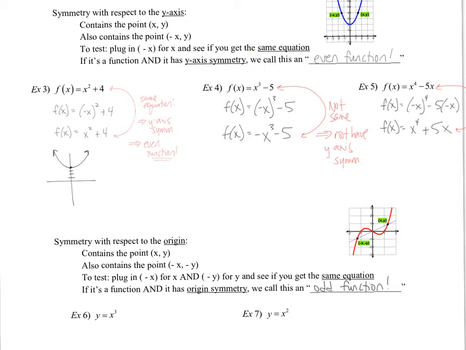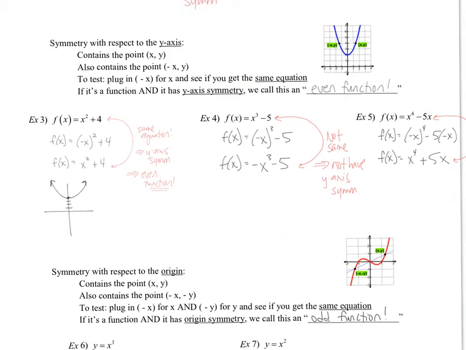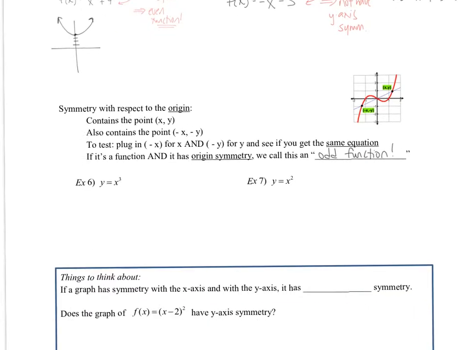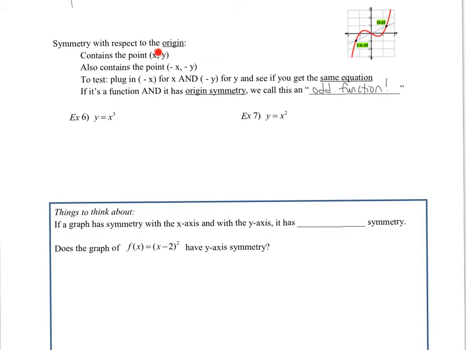Y-axis symmetry, even function. Remember, if it has x-axis symmetry, then it is not a function. And then the third and final one is origin symmetry. That means it is an odd function. So three new ways of looking at graphs to be thinking about. Okay, let's do this first example.